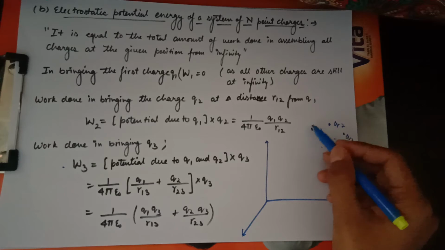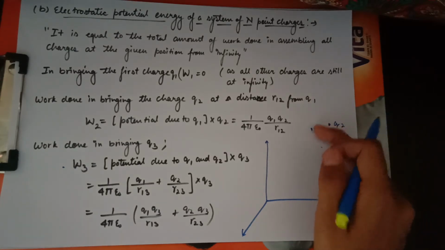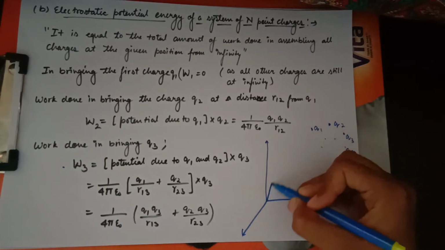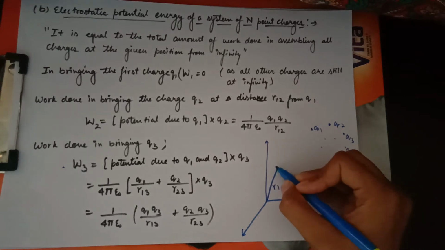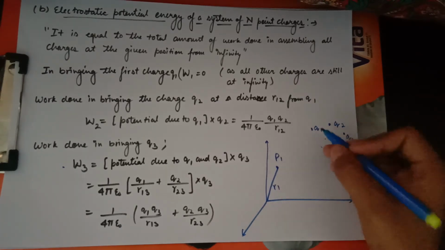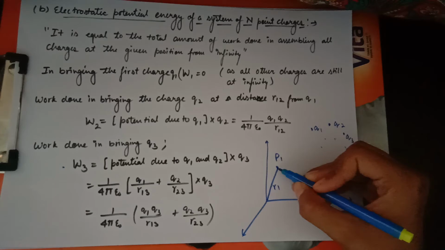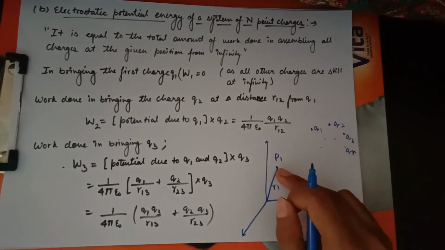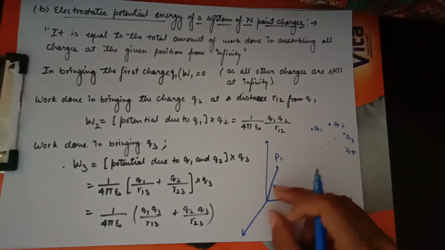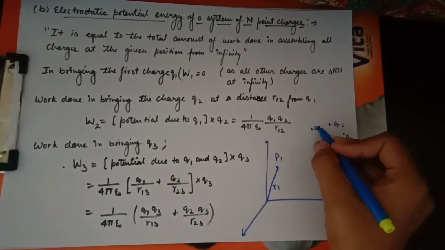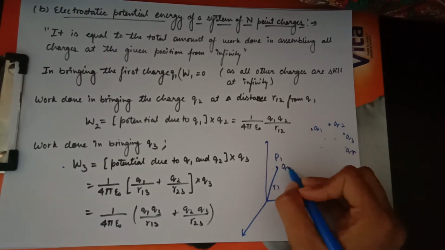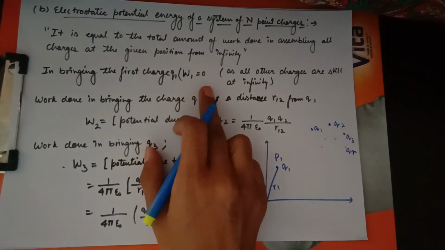If I am bringing the charge q1 from infinity to this point, this is r1, and I write it as p1. I want this charge from here to this point. The amount of work done will be 0 because there is no charge present here. So when I brought q1 from infinity to this point, work done will be equal to 0.